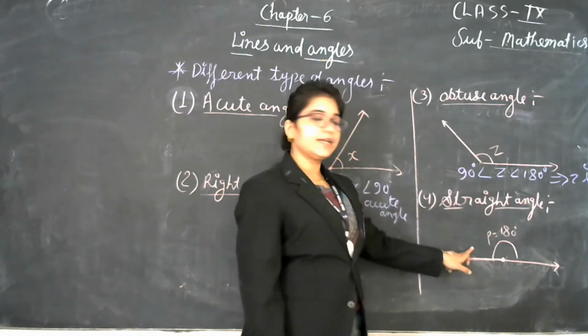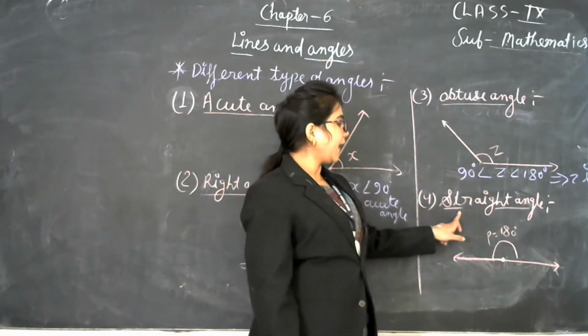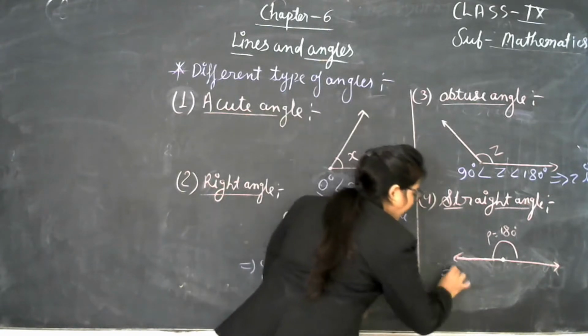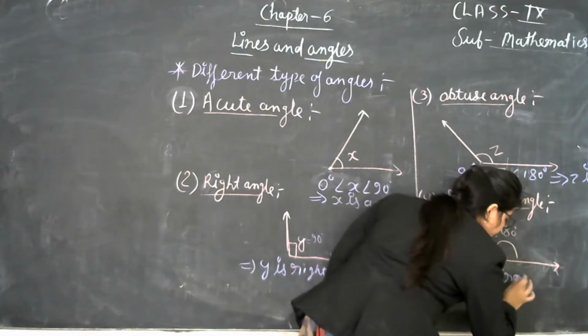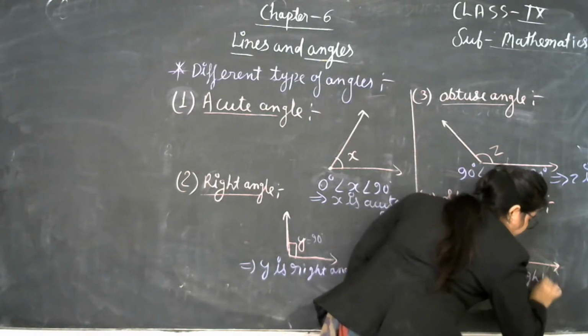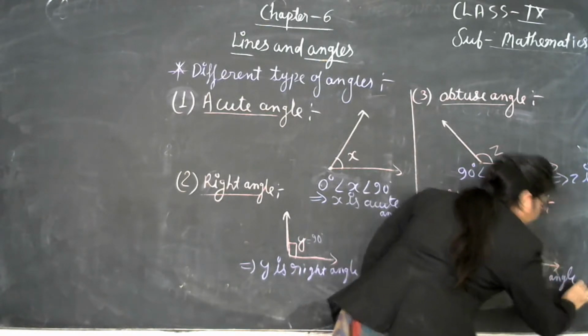Now the next, the straight angle. An angle of 180 degrees is called a straight angle. It implies P is a straight angle.